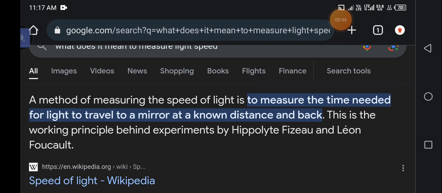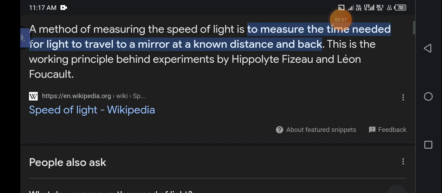A method of measuring the light speed is to measure the time needed for light to travel to a mirror at a known distance and back. This is the working principle behind the experiment by Hippolyte Fizeau and Léon Foucault.